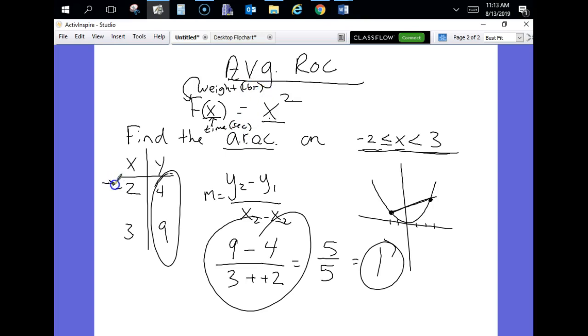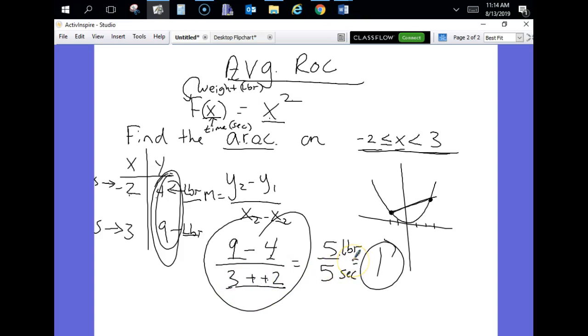So what this is here is -2 seconds. I know that doesn't make sense, sorry. And then 3 seconds. And over here we have 4 pounds and 9 pounds, right? So if my input is time, seconds, and my output is pounds, then these are pound values and these are second values. Now coming over here to your slope, the 9 and the 4, what were those? Those were pounds, right? So 9 pounds minus 4 pounds is 5 pounds. Now these were seconds. 3 seconds minus -2 seconds gives us 5 seconds.